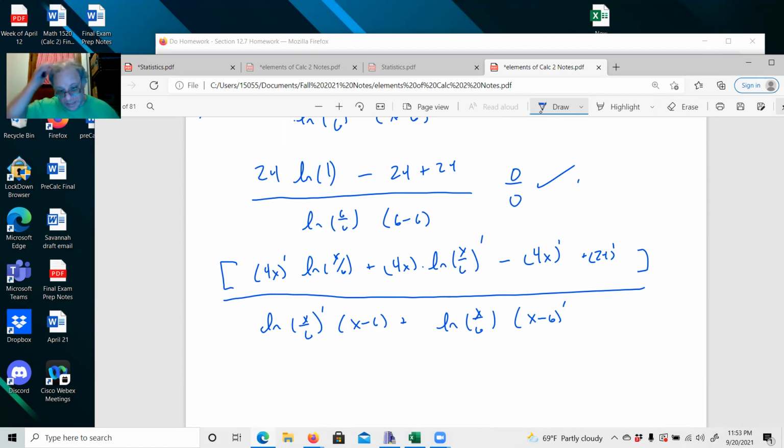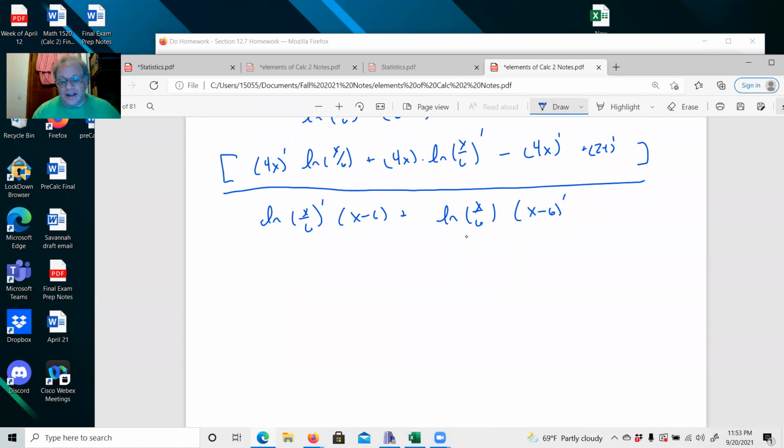All right, that's all we did here. It might be nice to work off to the side: what is the derivative of natural log of x over 6? Remember, the derivative of natural log of u is equal to 1 over u du. That doesn't strike me as a bad way of going about this, right?